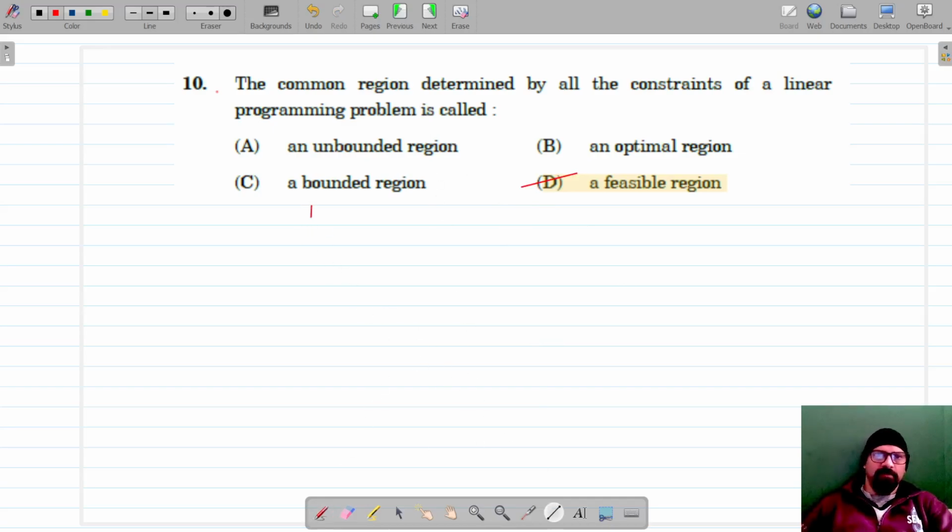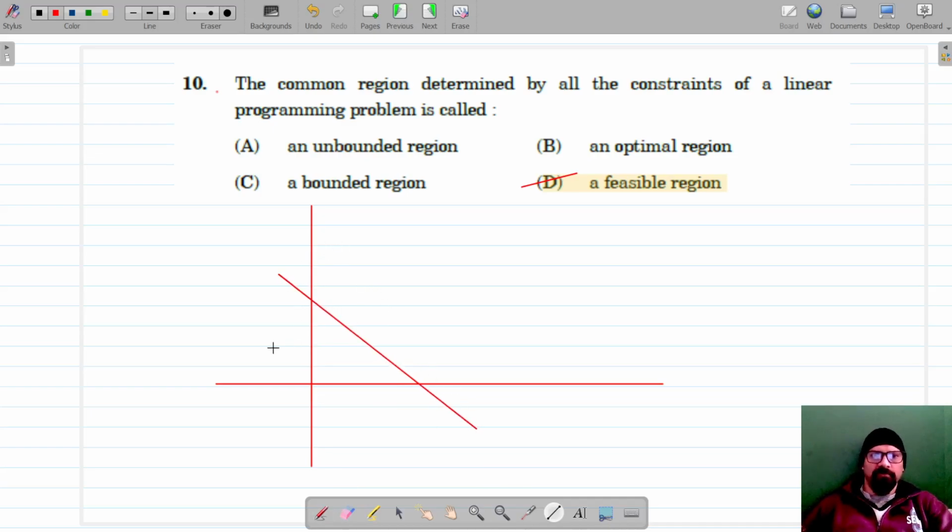So let's say these are the coordinate axes, and we have drawn some graphs of the inequalities of the constraints, and this goes something like this. And let's say this is the common region. This is called the feasible region because the solution for all these inequalities lies in this space. So this is option D, feasible region.